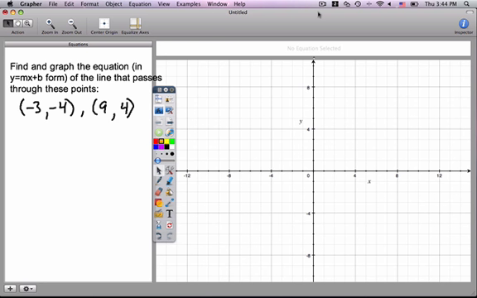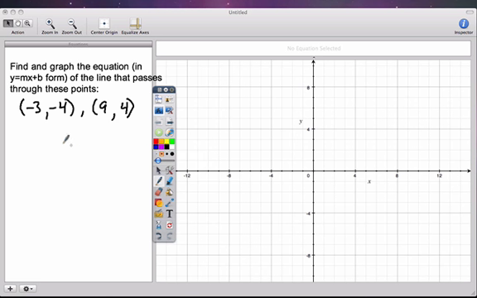This is Mr. Morris, and today we'll be finding and graphing the equation of a line using 2 points. And those indeed are our instructions. It says find and graph the equation in y equals mx plus b form of the line that passes through these points. Our points are (-3, -4) and (9, 4).